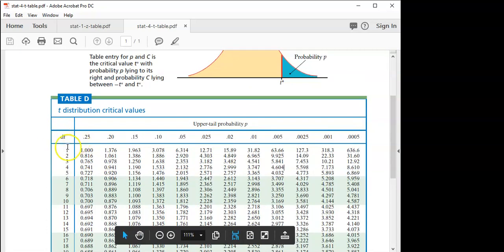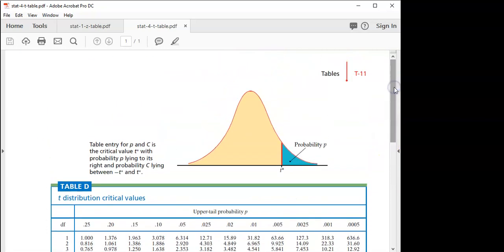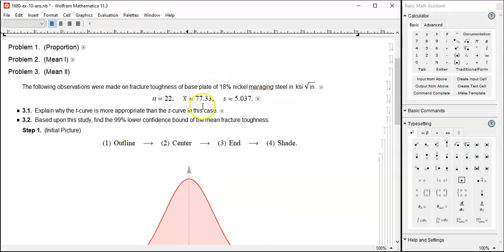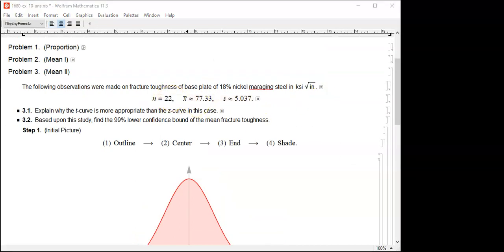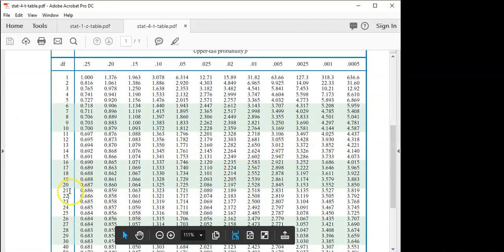And then we have something new, degree of freedom. And I hope by now everybody knows what degree of freedom is: n minus 1, and the sample size is 22. So the degree of freedom is, in this case, 21. So that's the degree of freedom.